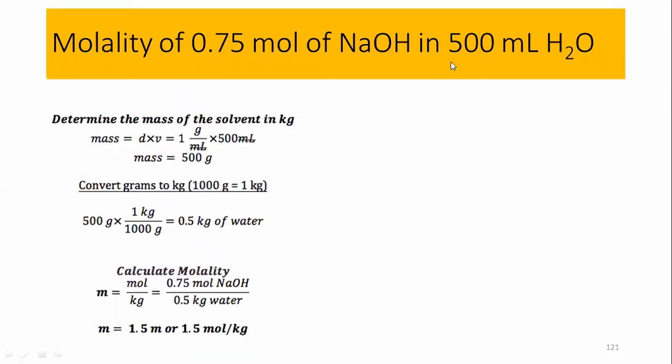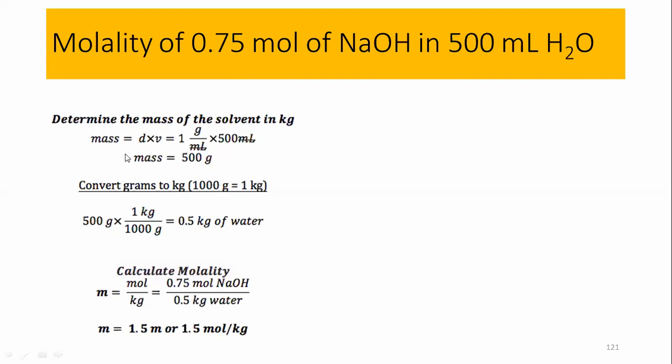But here in the second example, the number of moles is given, so there is no need to calculate the first part. But the second part needs conversion, because the volume is given and you have to convert this volume into kilograms of the solvent, and of course water is the solvent. So in the first part there is no need for conversion, and you need to convert this volume into kilograms. So this is the way.